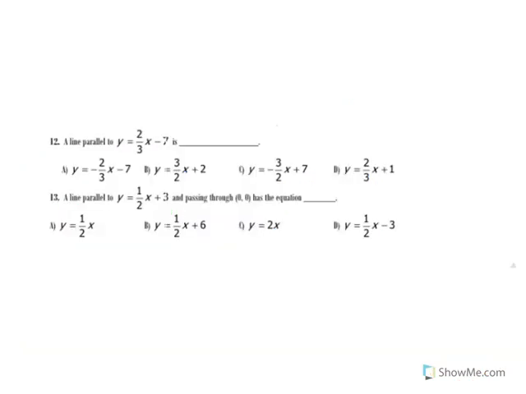Okay, look at number 12. For number 12, you're trying to find a line that's parallel to y equals 2/3 x minus 7. To find a line that's parallel, you have to look at the slope and find a slope that's exactly the same as 2/3. So it can't be A, because A says negative 2/3. B says 3/2. C says negative 3/2. And D says 2/3. So it's going to be D, because 2/3 is parallel to 2/3.